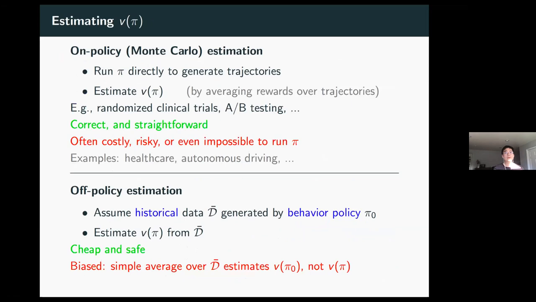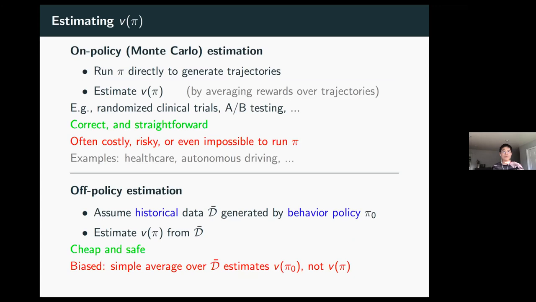There are generally two ways of estimating the policy value. One is called on-policy estimation. This is the natural choice when you can actually run the policy on, say, real users. So all you need to do is use pi to, say, recommend news articles to a user, wait for a week or two, and then see how well it does on real users. This method is very natural, correct and straightforward, but it's often risky and costly, and sometimes it's impossible to run a policy in an on-policy way in certain domains like healthcare because of ethical reasons.